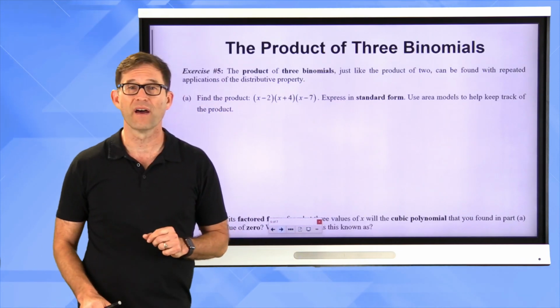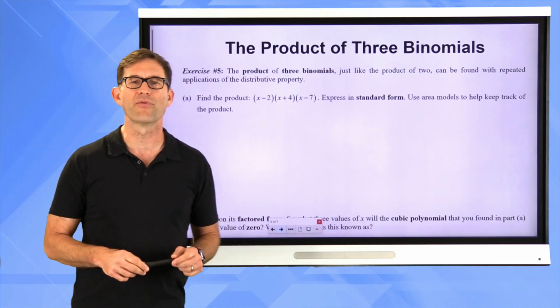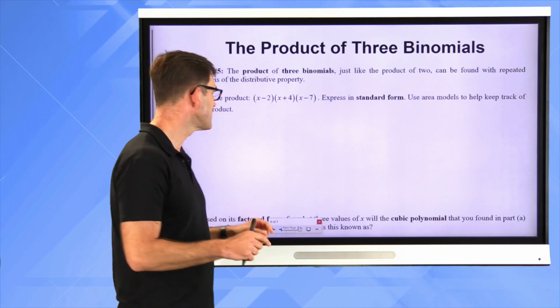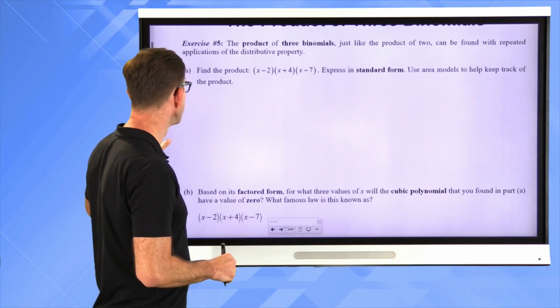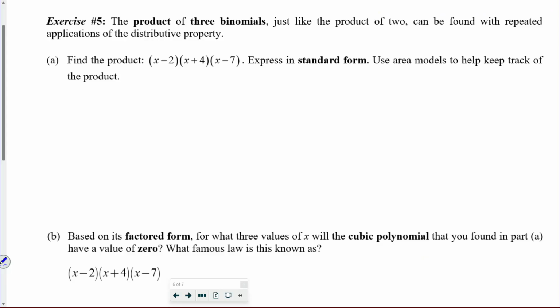Let's keep working with that idea. Now let's take a look at the product of 3 binomials. Exercise number 5. The product of 3 binomials, just like the product of 2, can be found with repeated applications of the distributive property. Letter A. Find the product x minus 2 times x plus 4 times x minus 7, express in standard form. Use area models to help keep track of the product.